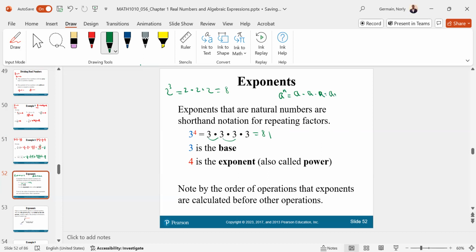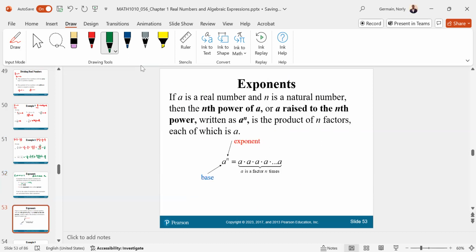Okay? But because I don't know what n is, we're gonna call it n. And the exponent is whatever you have up there. Note that by the order of operations, exponents are calculated before other operations. I don't want to go over that now because I know what to expect in the next sections. If a is a real number and n is a natural number, then the nth power of a, or a raised to the nth power, written as a^n, is the product of n factors, each of which is a.